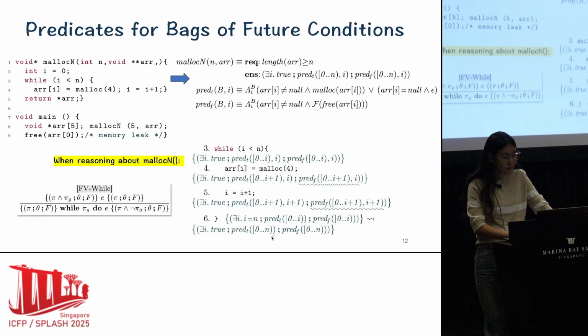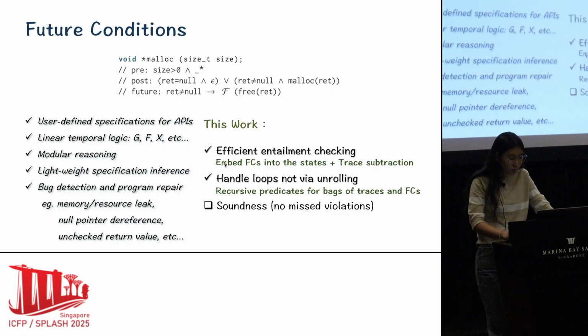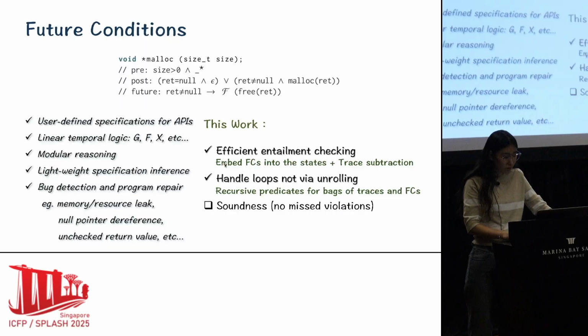And we conclude that by the end, I is greater or equal than n, and in this case, we can be more precise that I will be exactly equal to n. That's why we concluded this predicate by the end for the specification for malloc n. And the invariant is supposed to be provided by the users, and in this work, we provide very lightweight inference synthesis for such invariants as well. So now we indeed have a mechanism to write the recursive predicates for the loops which manipulate resources.